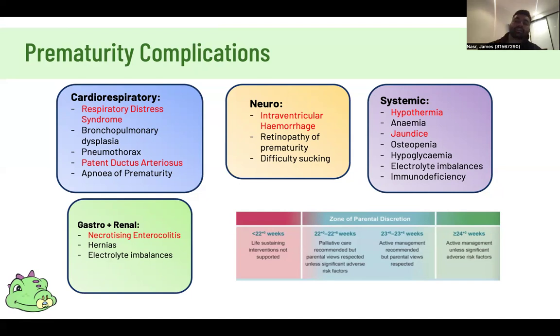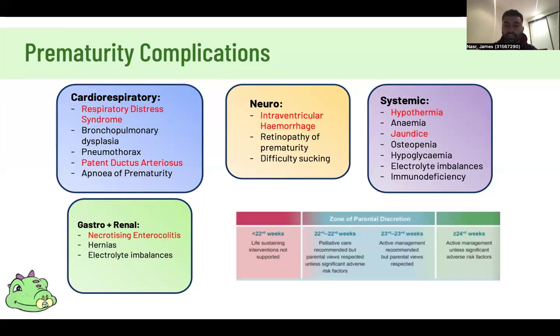Systemically, hypothermia. So a lot of these babies will be born hypothermic. So trying to warm them up, keeping them in a nice warm environment until they regain their body temperature is very important. And then other things, jaundice. Prematurity puts you at risk for a bunch of different conditions that can cause jaundice. So that does make sense. And then things like hyperglycemia and electrolyte imbalances are pretty significant as well.